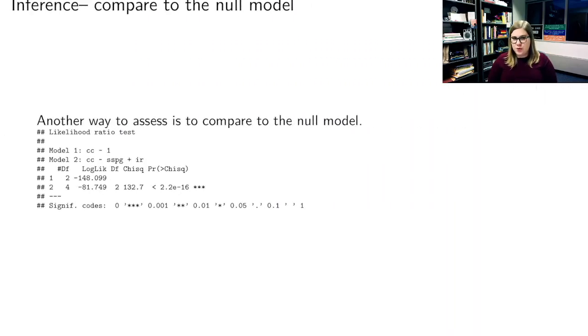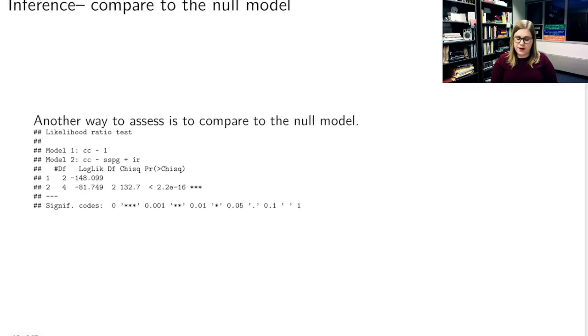Another kind of inference that we might want to do is to compare to the null model. So in this case, that would be the model that just has an intercept compared to this more complex one. And I've done a likelihood ratio test, and I've done it in increasing order of complexity. So then when I look at this p-value, I'm saying compared to the null model, is the larger model better? And that p-value says yes, it is. So the larger model is better. It's doing a better job of explaining the deviances.